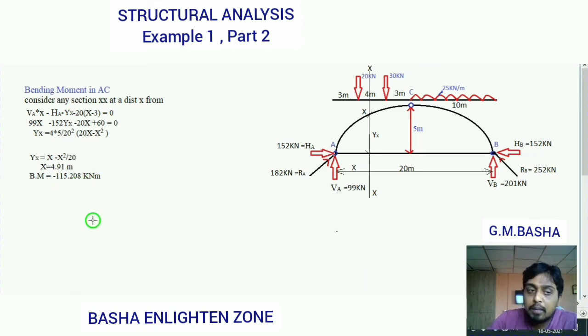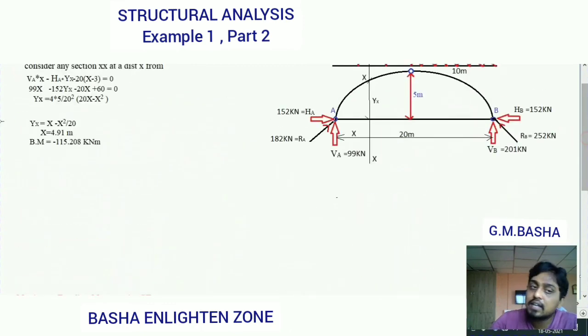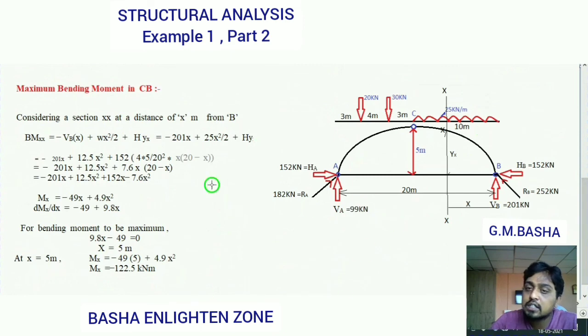So the bending moment there will be lesser than in the right half of the span. The right half of the span bending moment will be 122.5 kilonewton meter, and the left half of the span will be lesser than that one. That is the reason the maximum bending moment on the entire arch in the CB position will be 122.5 kilonewton meter. Friends, I hope you understand this concept that I am telling here.